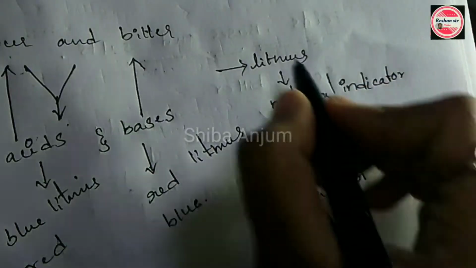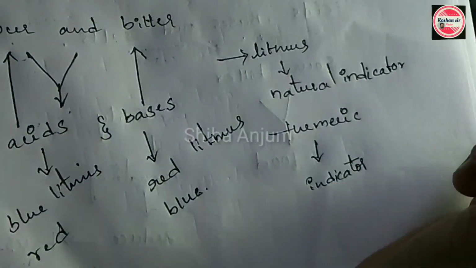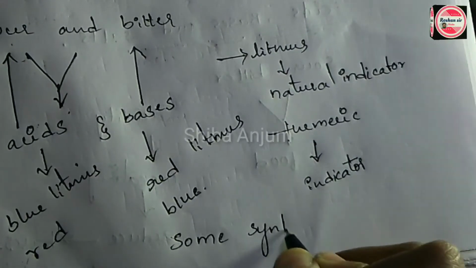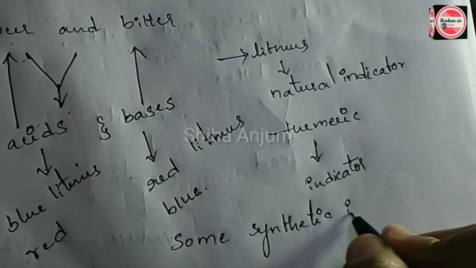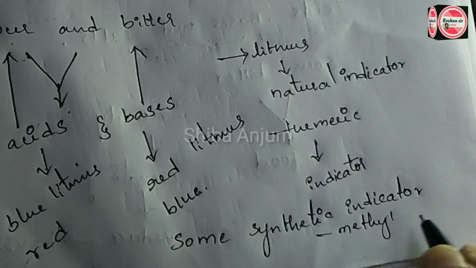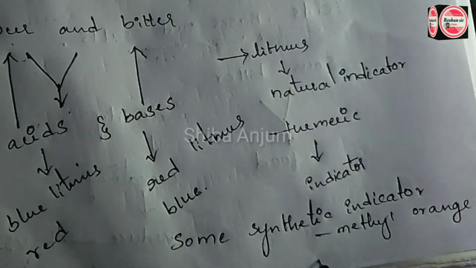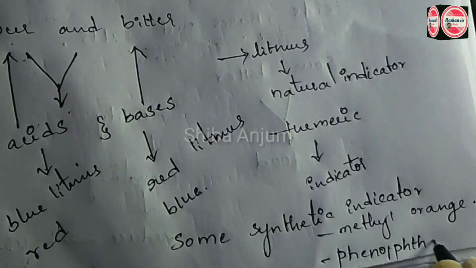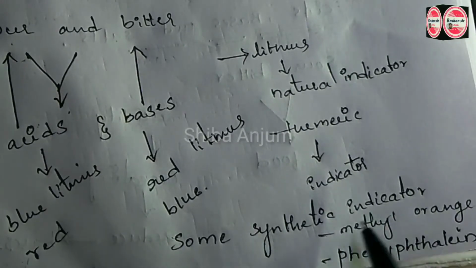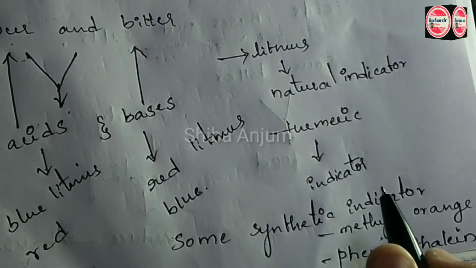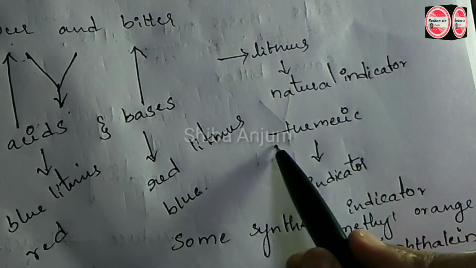And some synthetic indicators are also used, such as methyl orange and phenolphthalein. These are the synthetic indicators which we use for identification of acids, bases and salts. Natural indicators are turmeric.